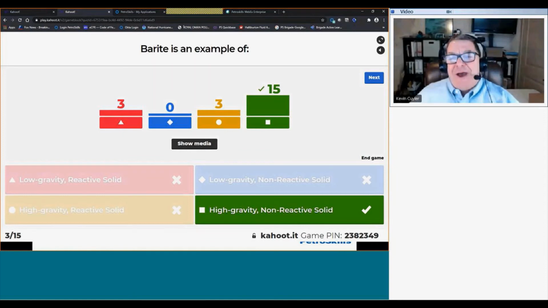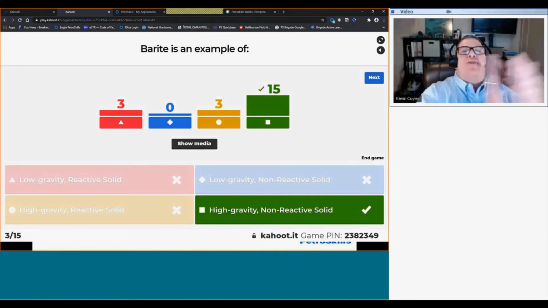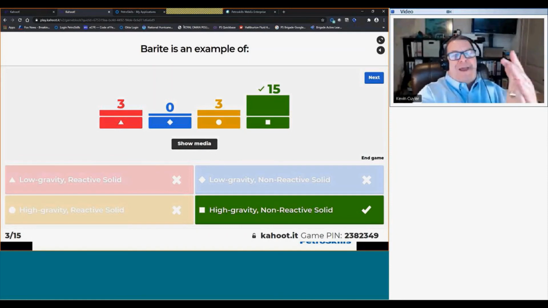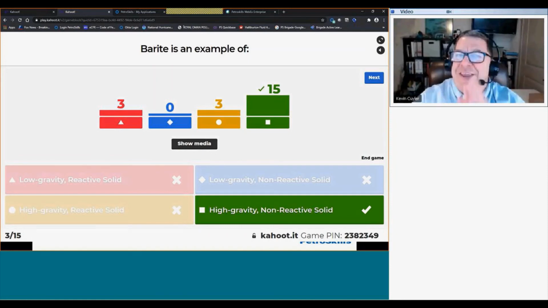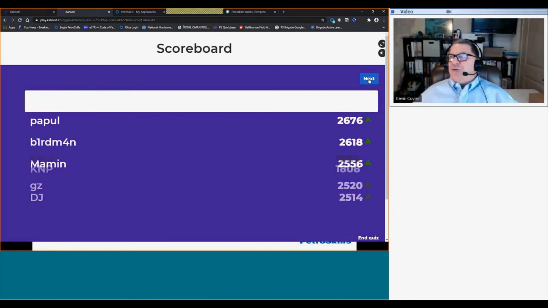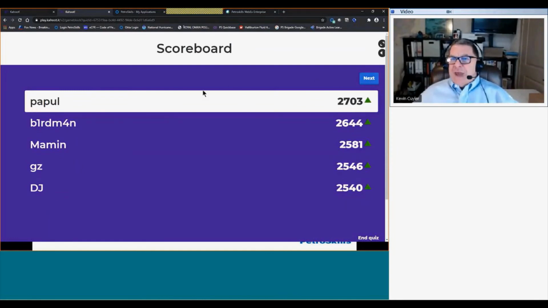Now, if you make the argument and say, well, it helps to increase when we pump sweeps, and we have weighted sweeps, remember that we're dealing with surface area with the barite. You're not dealing with the viscosity of the barite. Difference completely. All right, so scoreboard, PAPUL is taken over, followed by B1 Birdman 4.